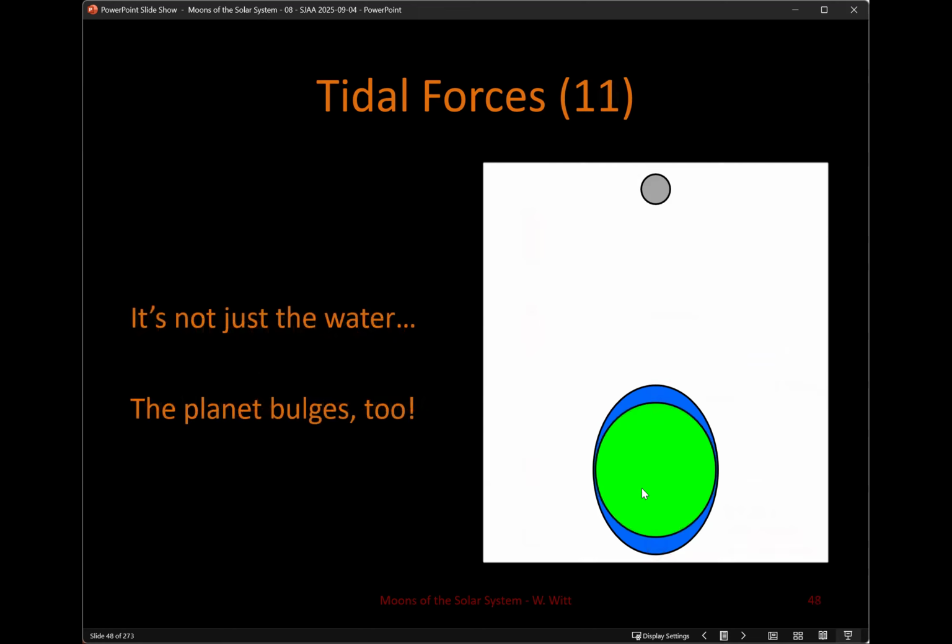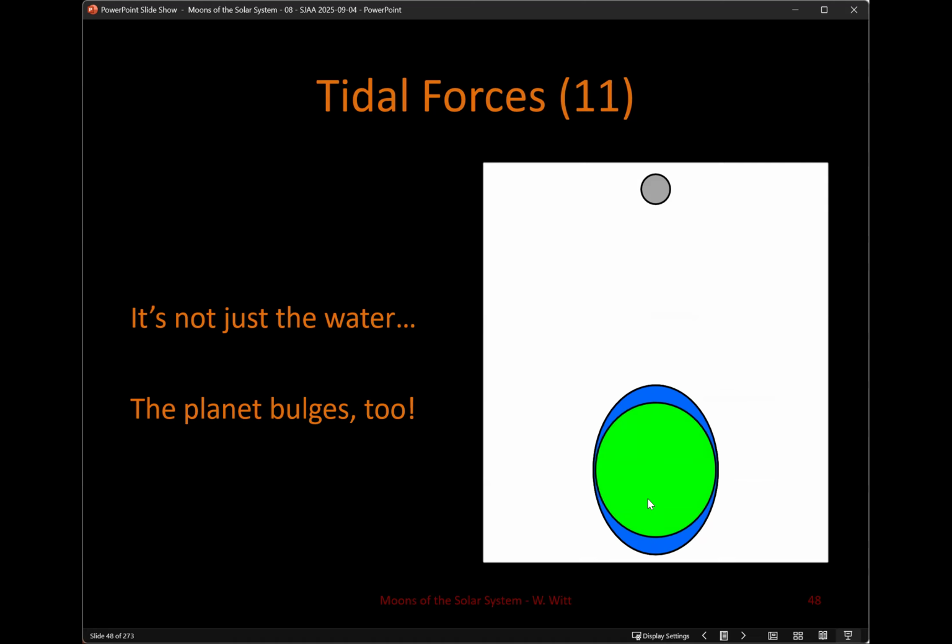And it's actually not just the water that bulges, right? The differential gravity also causes the planet itself to be a little bit pulled out of round, if you will. And let's look really closely. So again, this is kind of the before picture. But now if we consider the differential gravitational pull of the moon on the planet itself, it also gets pulled a little bit. It gets squished a little bit on the side and actually gets pulled up a little bit here and sticks down a little bit here.